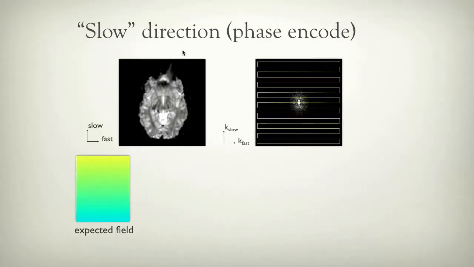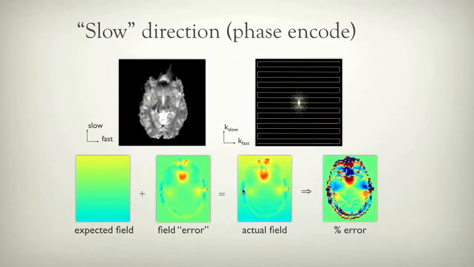If we now look along the slow direction, in this case the vertical direction, our expected field, remember, is much lower because this is the slow direction that we're moving. Okay? So if our expected field looks like this, we again superimpose on top of that the same error. And now what you see is that the actual field that we have deviates quite significantly from the field that we think we have control over. And so the percent error is much higher.